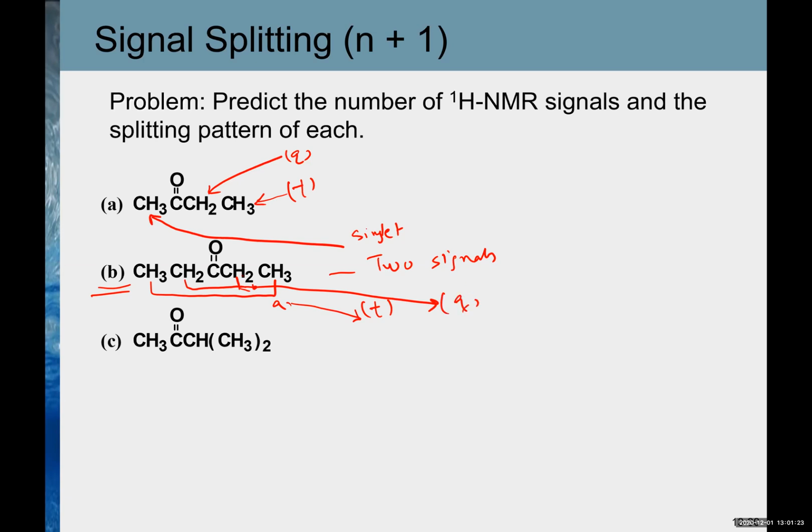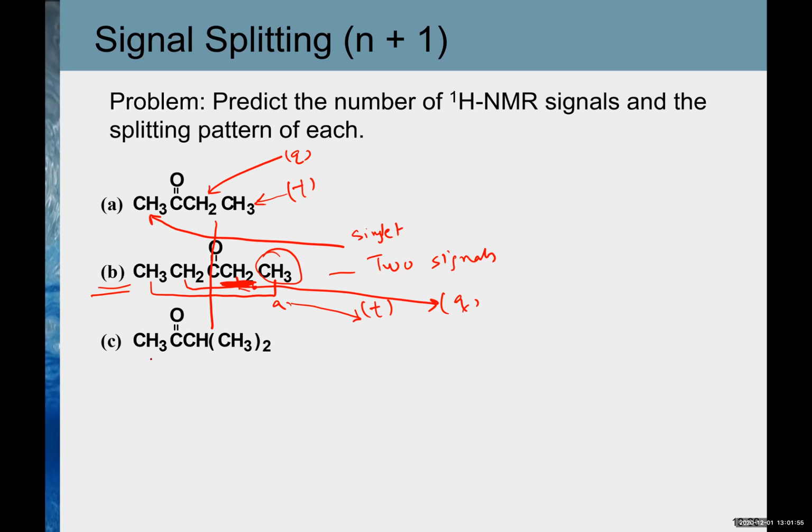Now, if you are confused that there are 3 here and 3 there, no, we don't count both. If they are equivalent, then we just look at each one of them and see how many are in the neighborhood. For example, we just look at this one because the other side is equivalent. Whatever happens to this side, the same thing happens to the other side. So on this side, there are 3 hydrogens in the neighborhood, so it will be a quartet. The other one will do the same.